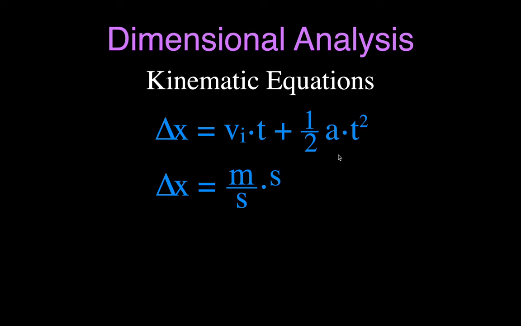The initial velocity is meters per second. The time is in seconds, plus one half. I left that off, of course. The acceleration, again, is meters per second squared. And the time is squared, so it's seconds squared. Well, those 2 seconds cancel with each other, and those 2 seconds squared cancel. So now you're just left with meters and meters. So you add them up and you get some number of meters. All right? Isn't that fascinating? Fascinating.